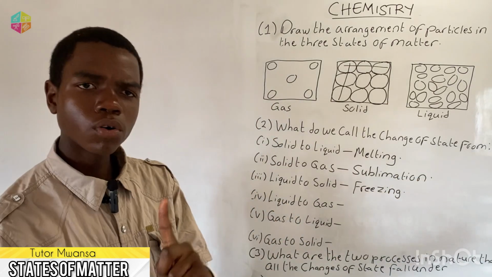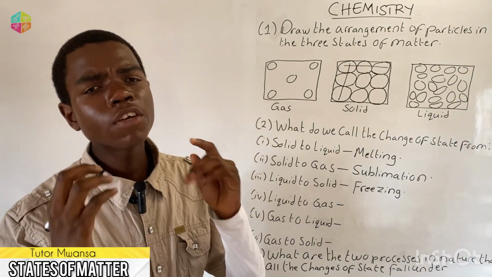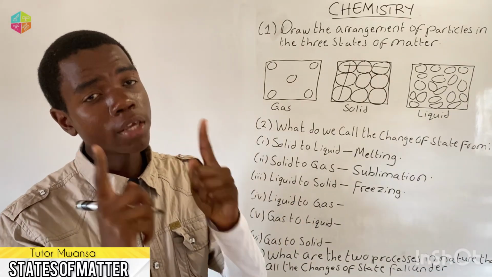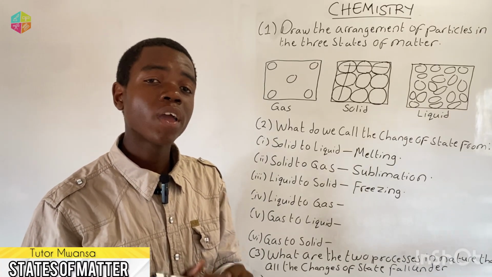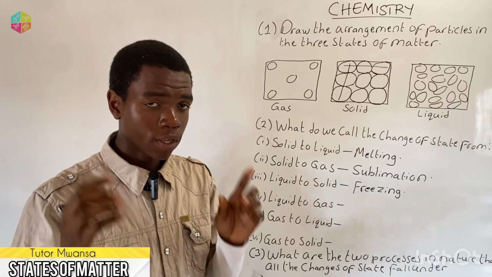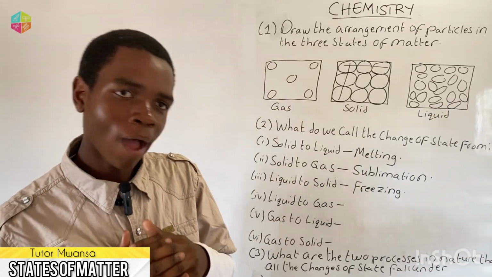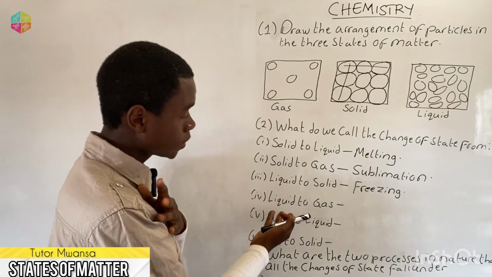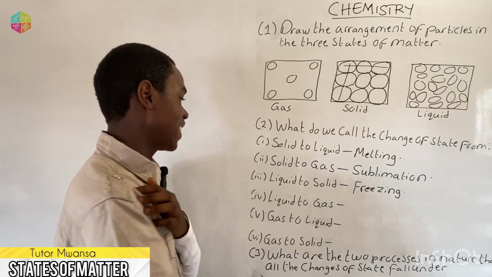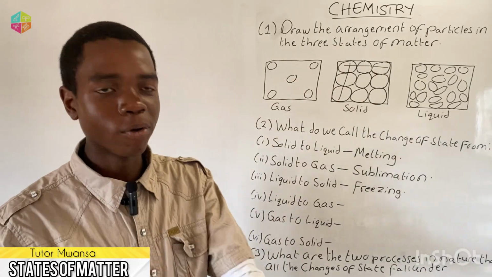Okay, what do we call the change of state from liquid to gas state? A substance changing from liquid to gas goes under a process that we call evaporation. This concept has been taught even in primary school. I'm sure everybody has passed through primary school. Or if you haven't, it's all right, because today you're learning that the change of state from liquid to gas is called evaporation. Okay.